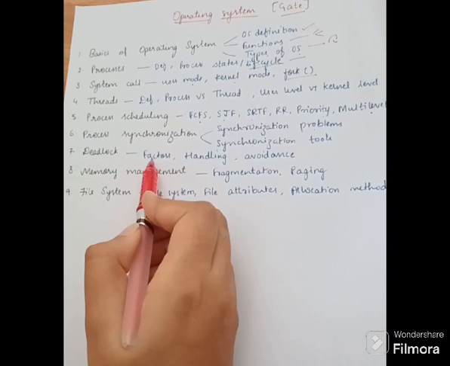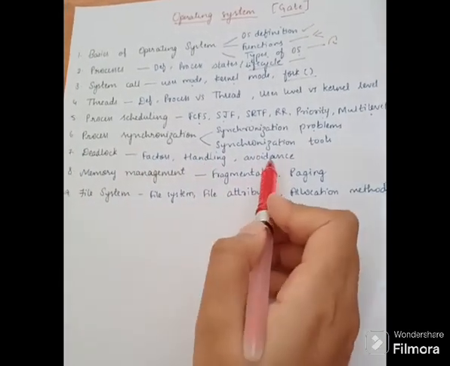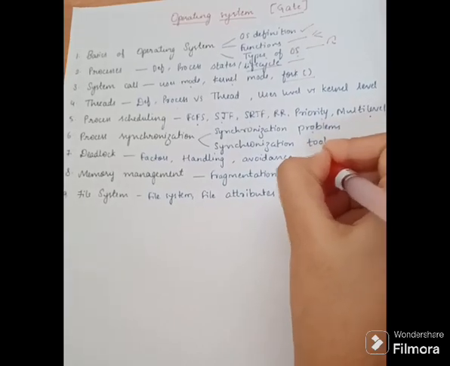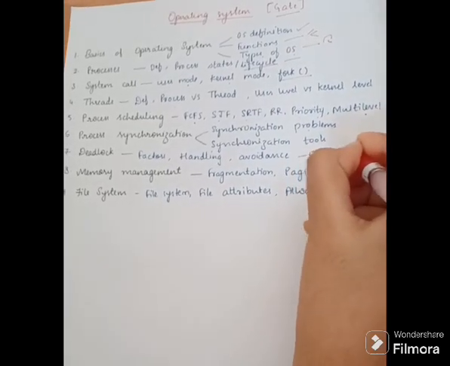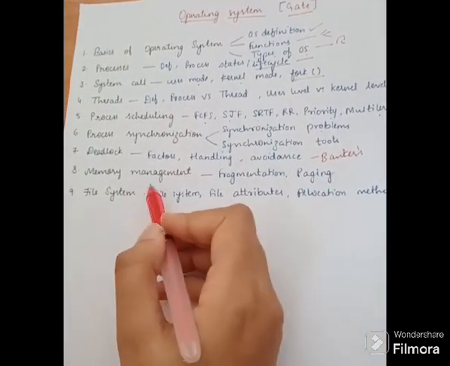And then we'll talk about deadlock. What are the various factors that affect deadlock? How can we handle deadlock? How can we avoid deadlock? We'll also be talking about Banker's algorithm, what Banker's algorithm is.